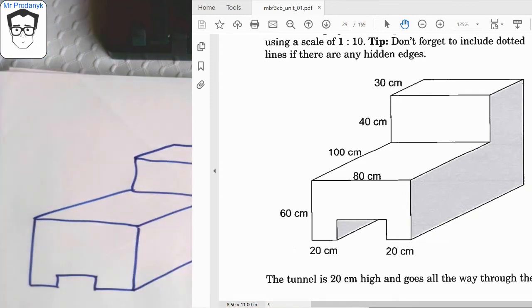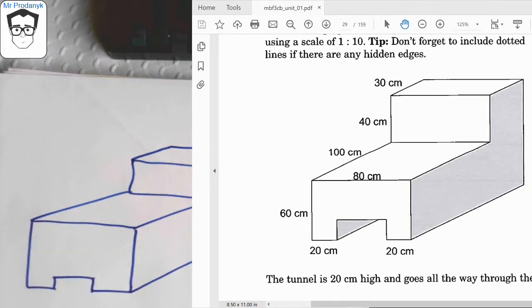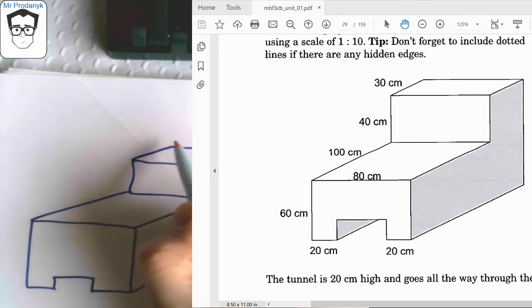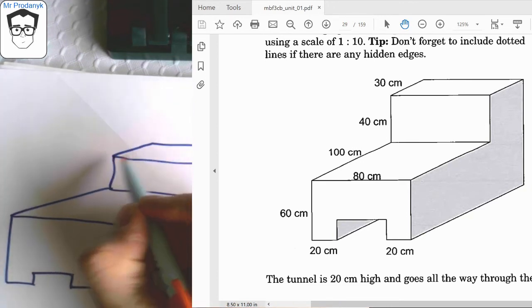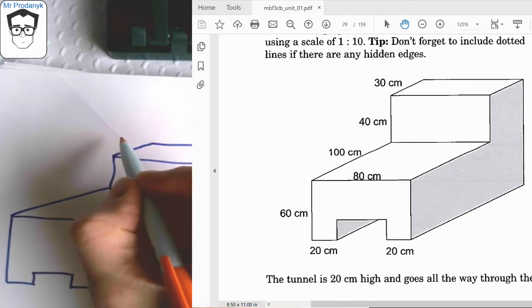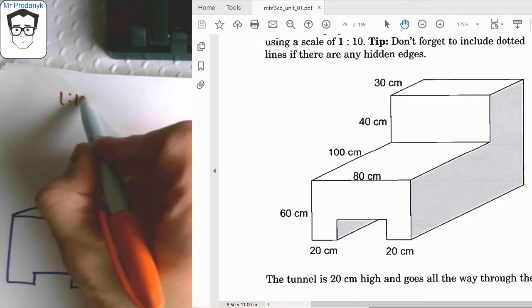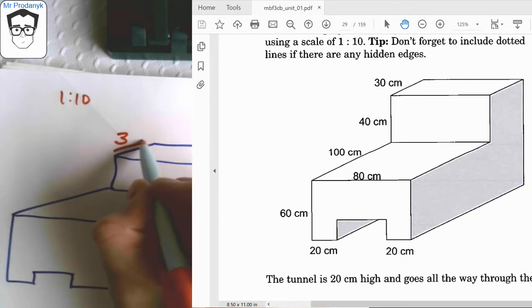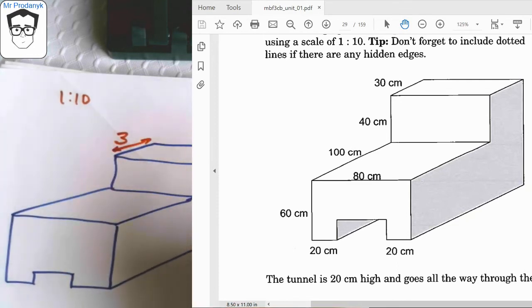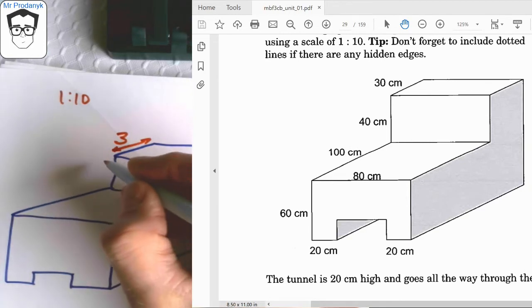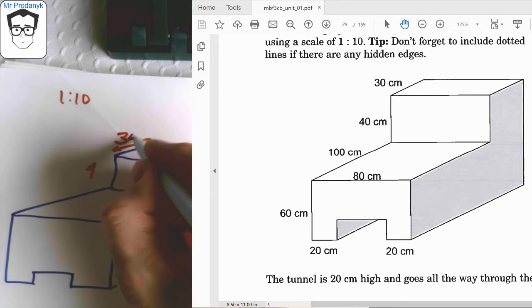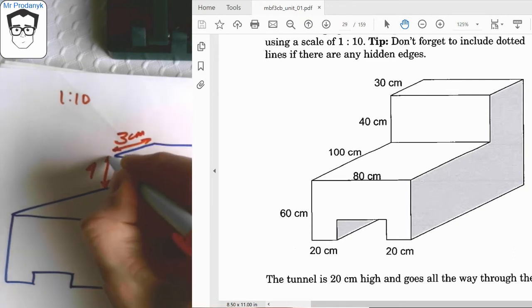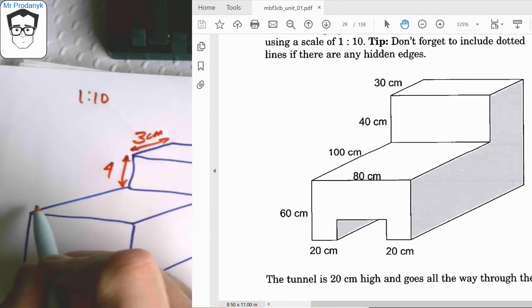Okay, and it's going to be a 10 to 1 scale down. So on this back edge over here, where it shows in the original drawing that that's 30 centimeters, because this is a 1 to 10 scale down, this is now actually just going to be 3 centimeters across here in my scaled down orthographic drawing. And this is pretty simple because we're dividing everything by 10. That makes this a 4 centimeter high piece right here.